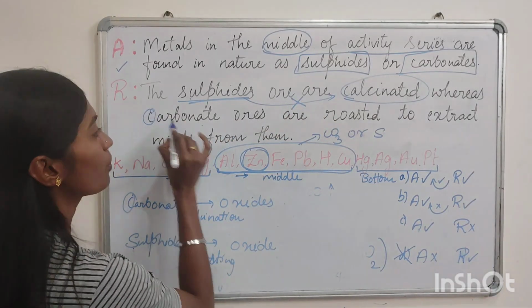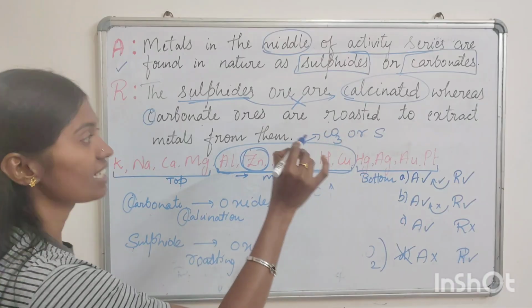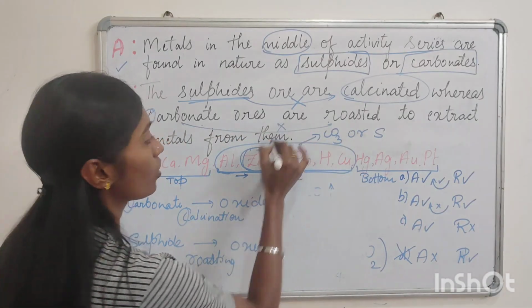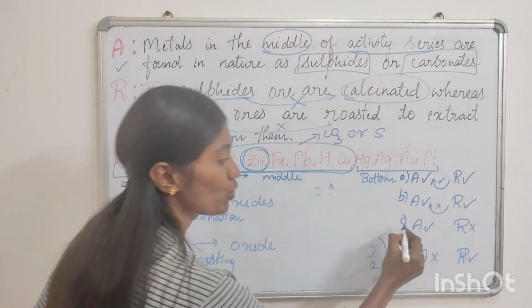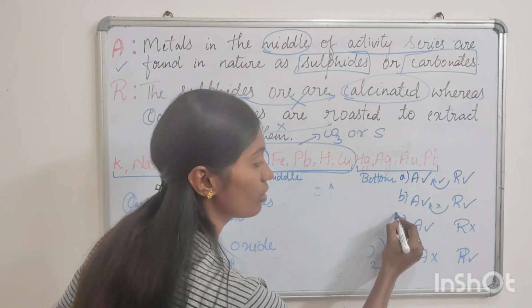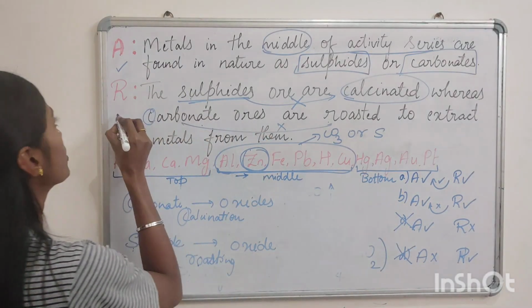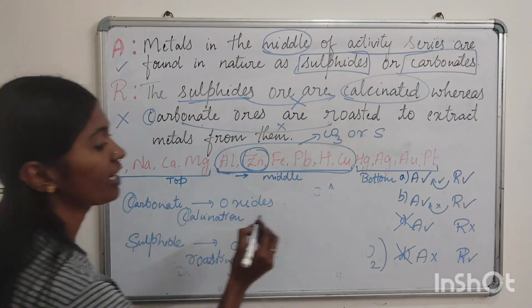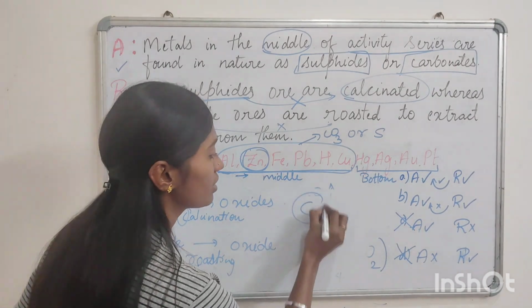What I said? C for carbonate, and what it should be? It should be calcination. So again, it is wrong. So that means what? Assertion is true, reason is false. So what is your final answer? Your answer is option C.